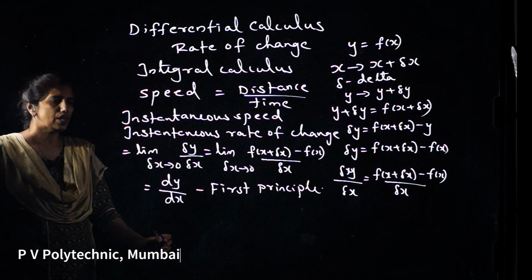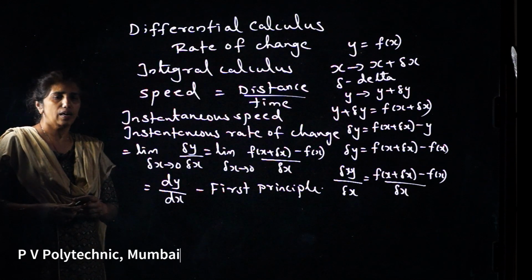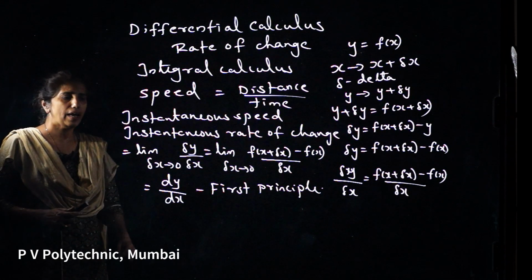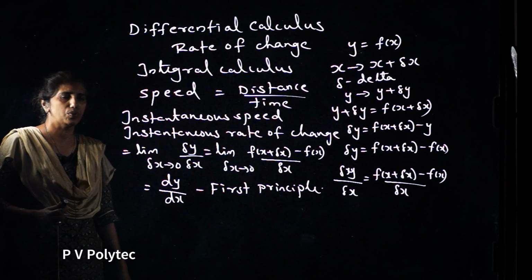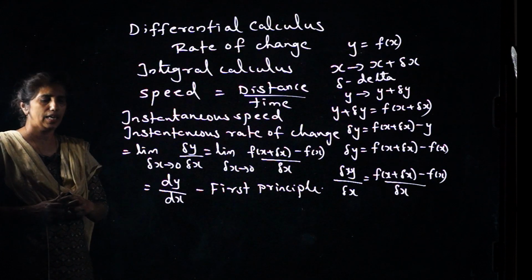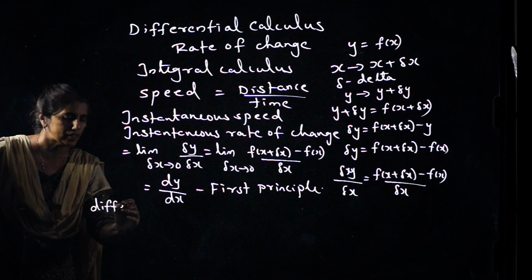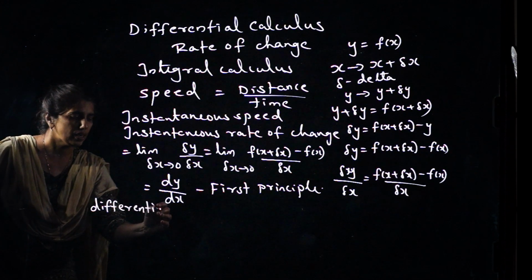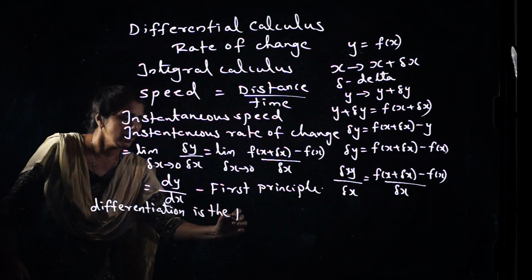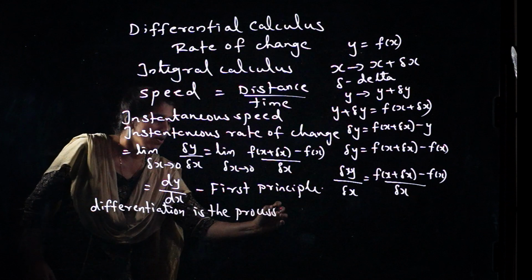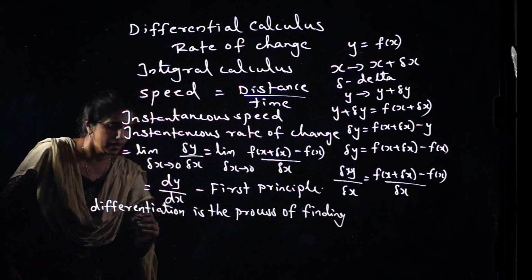Now, in differentiation, there are two terms that we use very often. That is, one is differentiate a function and the second is find the derivative of. What is the difference between these two? Differentiation is the process of finding the derivative of a function.